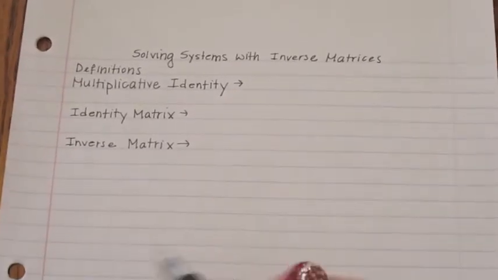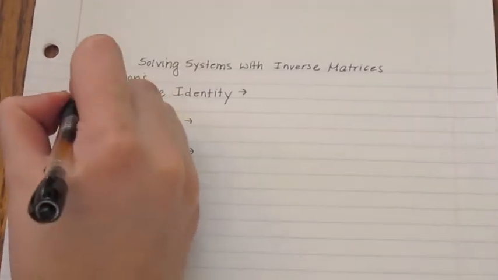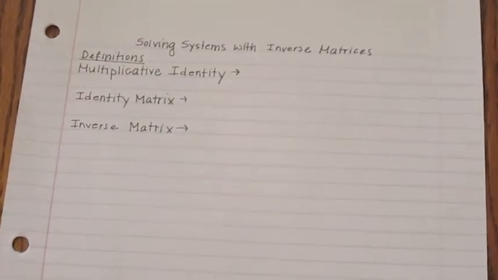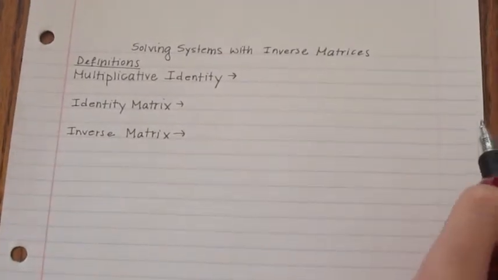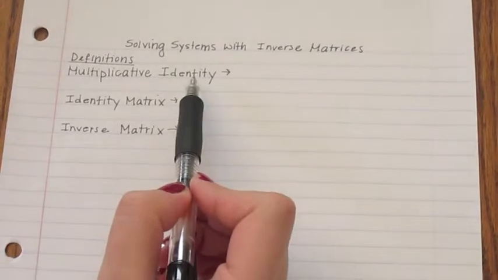Hi everybody, so today we're going to be solving systems with inverse matrices. So let's get a few definitions out of the way so that we can understand inverses. So our first definition is multiplicative identity.